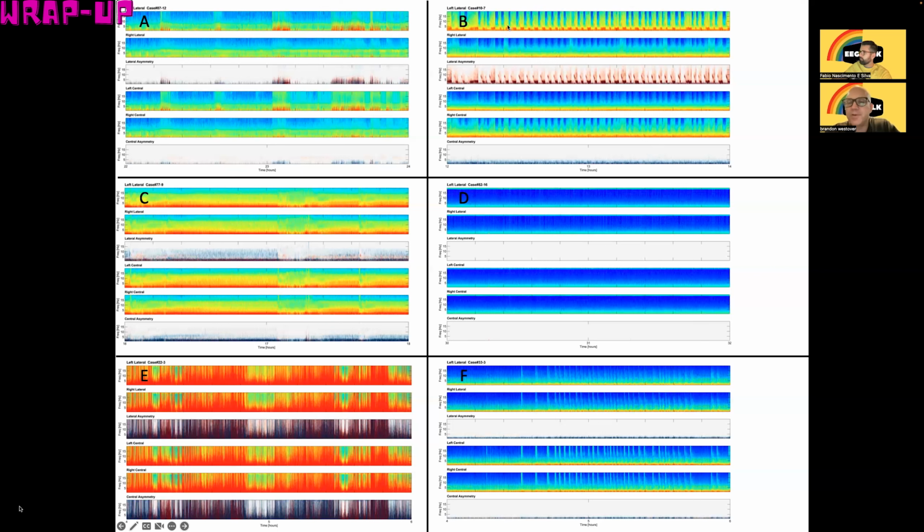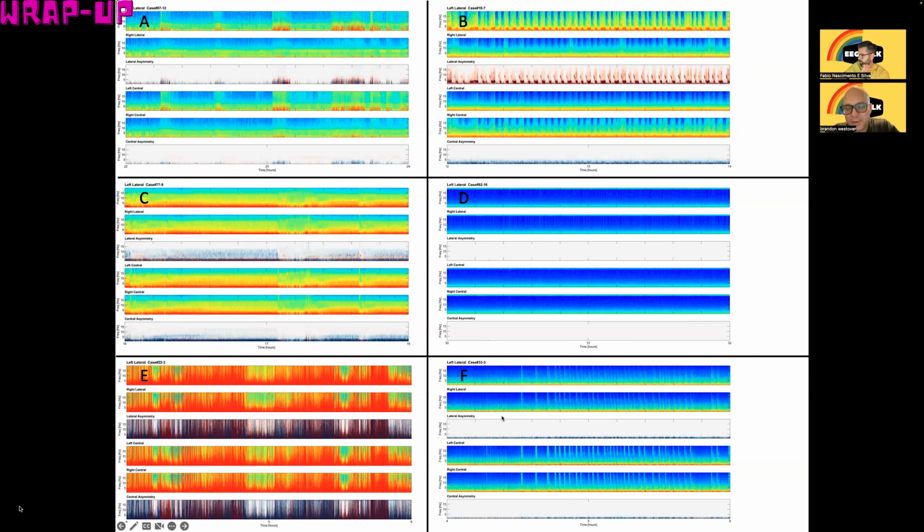So these are regular flames, and these are only left-sided regular flames. And so these are almost always seizures. Okay. If we go down to D, we would call this just suppressed, right? And this is usually just low amplitude EEG, not much going on.